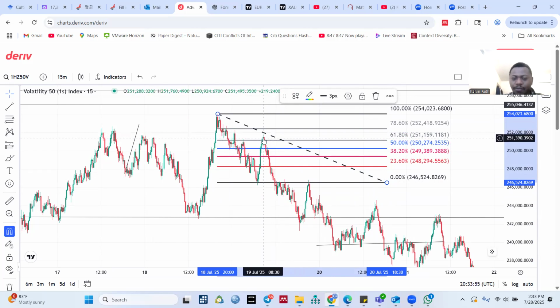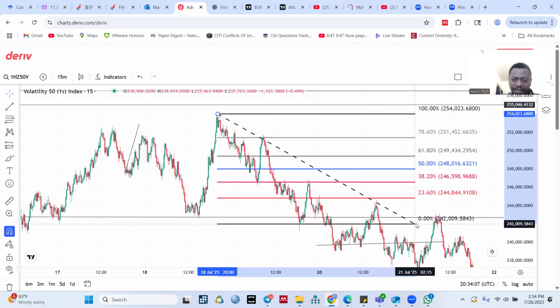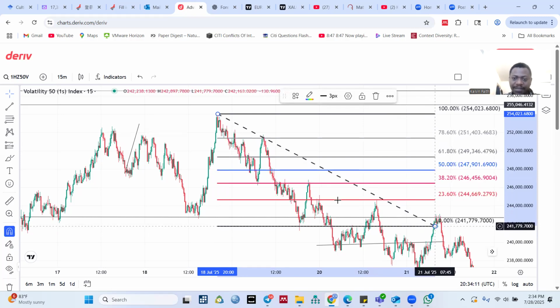But at this point, we were not having the confirmation on the daily time frame. So you have to wait, because you want to have a very high probability setup. But it is at this point that we got the confirmation on the higher time frame. So from this point, you have to wait for any pullback.